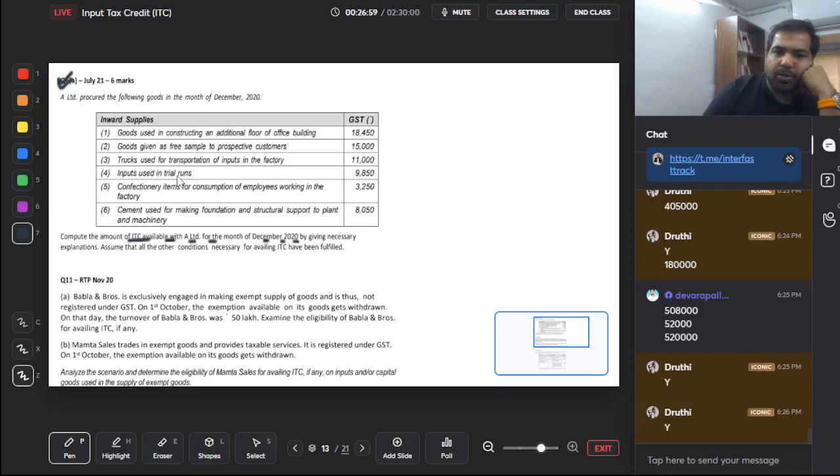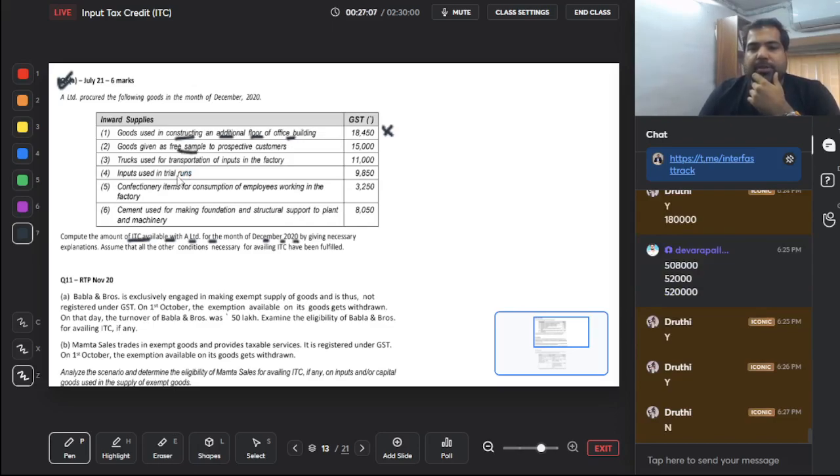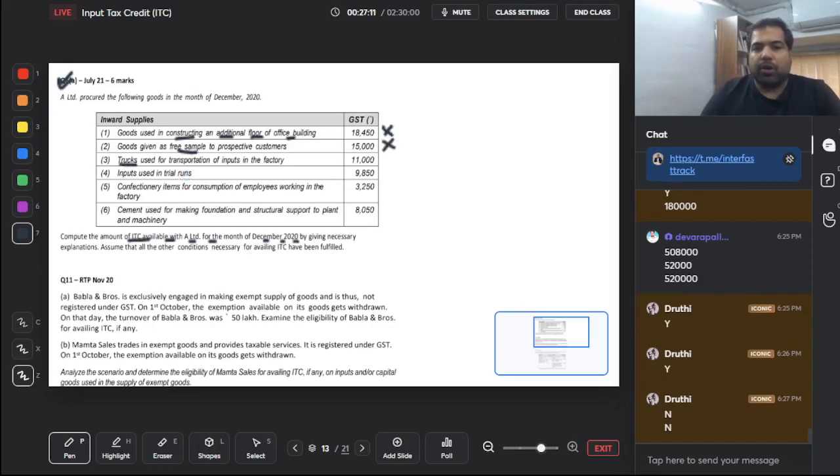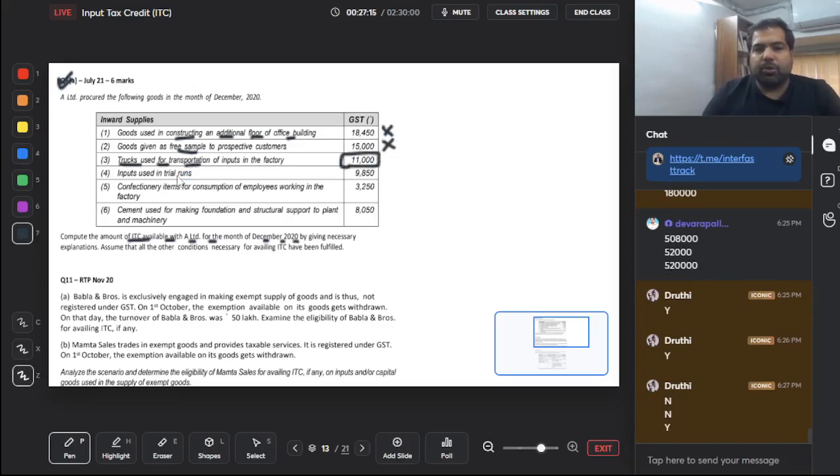Guys, so the first one, goods used in constructing an additional floor on office building. Can I get this? No, it's blocked under 17.5C. Goods given as free samples. No, this is blocked under 17.5H. Trucks used for transportation. Yes, this is available. Inputs used in trial runs.